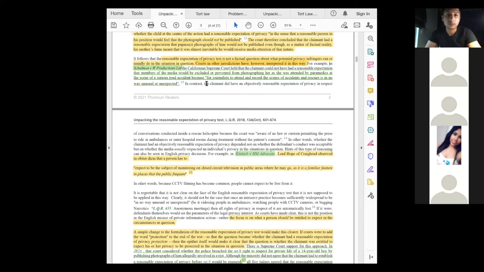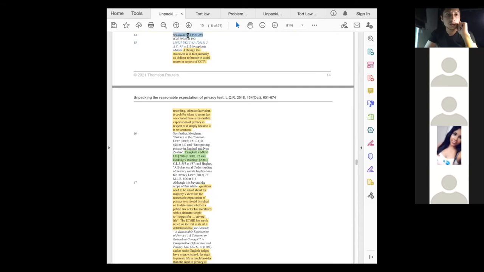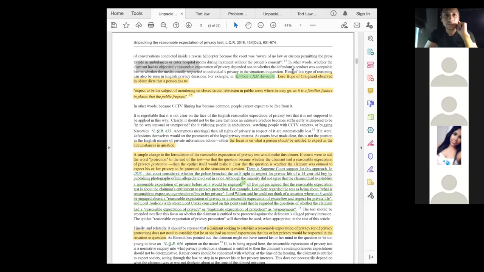And then she gives, in contrast, the claimant did not have an objectively reasonable expectation of privacy in respect of conversations conducted inside a rescue helicopter, because the court was aware of no law or custom permitting the press to ride in ambulances or enter hospital rooms during treatment without the patient's consent. And she relies upon the case of Shulman. In other words, whether the claimant had an objectively reasonable expectation of privacy depended not on whether the defendant's conduct was acceptable, but on whether the media usually respected an individual's privacy in the situations in question.